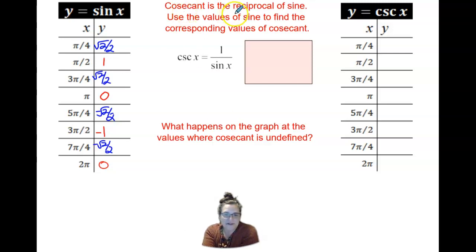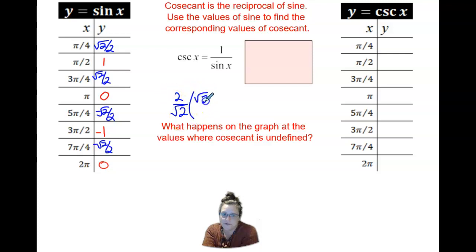So welcome to the video for the cosecant parent graph. And if you recall, sine of x and cosecant of x are reciprocal functions. So the sine of pi over 4 being square root of 2 over 2, we'll take the reciprocal to find the cosecant of pi over 4. So the reciprocal means to flip that fraction. So instead of square root of 2 over 2, we have 2 over square root of 2.